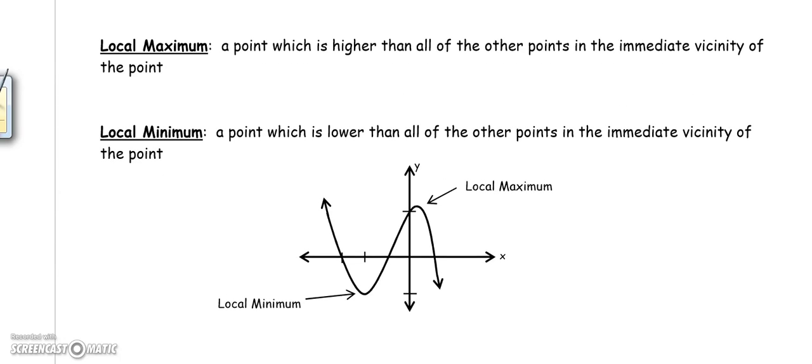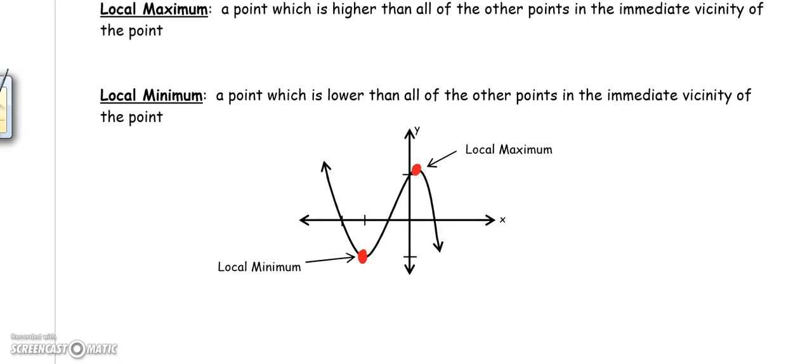Alright, so now just a couple review vocab words. A local maximum is a point which is higher than all the other points in the immediate vicinity of the point. So this would be an example of a local maximum. A local minimum is a point lower than all of the other points in the immediate vicinity. So that's an example of a local minimum.